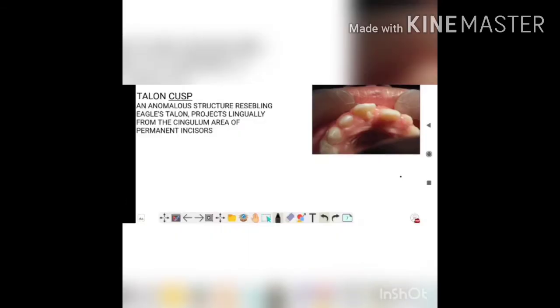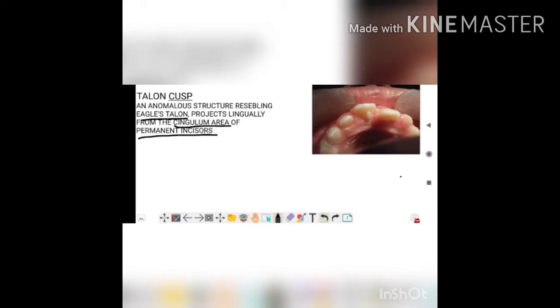Now let's see what is a talon cusp. It is an anomalous structure resembling eagle's talon that projects lingually from the cingulum area of permanent incisors. So here are three things to remember. First thing, that it resembles eagle's talon. Second thing is that it projects from the cingulum area. And the third thing is it is prevalent in the permanent incisor.